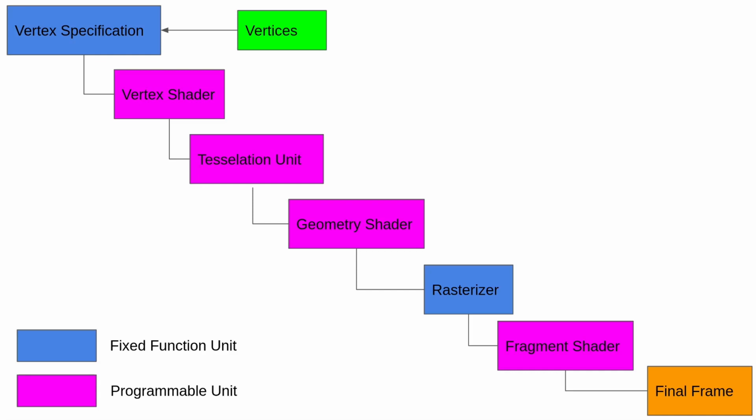I like to imagine the first two stages of the pipeline, the vertex specification and the vertex shader, as a big for loop that traverses the vertex buffer and executes the vertex shader on every vertex. Sounds like a lot of work, doesn't it?